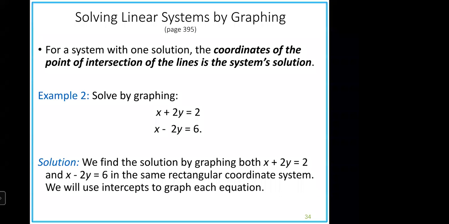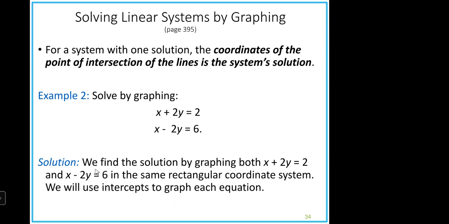But using the graphical method, it says for a system with one solution, the coordinates of the point of intersection of the lines is the system solution. So what they're saying is that if you graph the two of these, the point at which they intersect will give you the solution for these two. It will give you the two numbers that will work for both of them. So we can find the solution by graphing both x plus 2y equals 2 and x minus 2y equals 6 in the same graph. We'll use the intercepts to graph each.